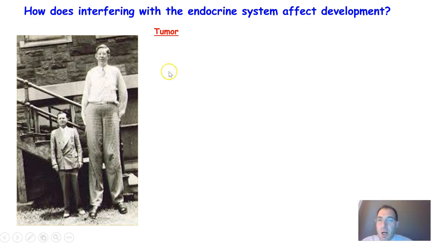This very tall individual, 8'11", is Robert Wadlow, and he is what's known as a pituitary giant. He's a good example of how interfering with the endocrine system can affect development, because the endocrine system is critical for controlling developmental changes and responding to stimulus and changing environmental signals, whether they be internal or external.